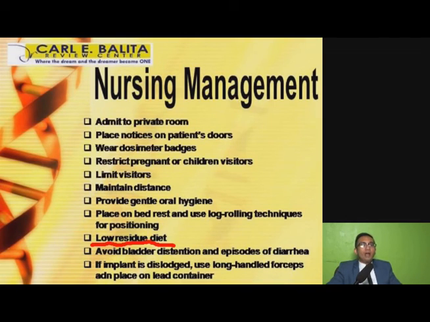Alright, next one. Avoid bladder distension. How do we prevent bladder distension? Bladder distension could be prevented by continuous catheterization. Bakit kailangan naka-catheter? Kasi bladder distension, once again, will cause dislocation or dislodgement. And of course, diarrhea. That is why we need to prevent diarrhea by administering anti-diarrheals. Again, diarrhea will cause an increase in peristalsis that may cause dislodgement of the radioactive implant.